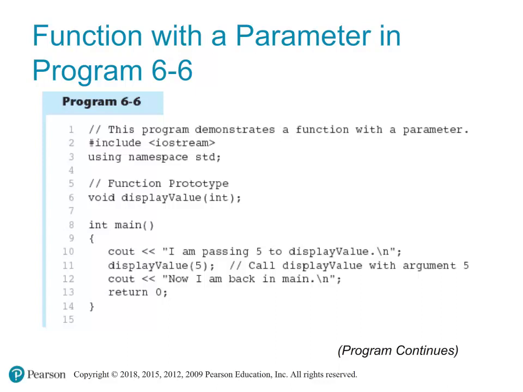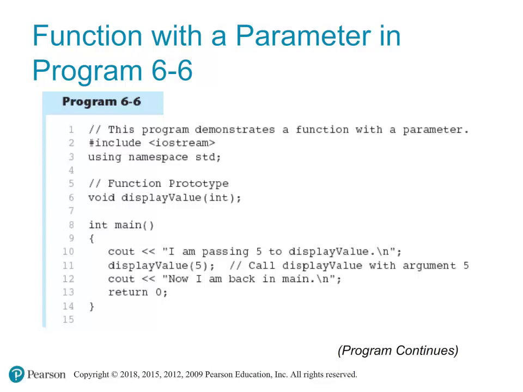This program demonstrates a function with a parameter. The function prototype void displayValue(int) informs the compiler that there will be a function named displayValue that takes an integer parameter and returns void. This program starts in main and announces that it will pass 5 to displayValue. It then calls displayValue(5), passing 5 as an argument. Control would then move to displayValue where 5 will be used. The function definition for displayValue will be shown in the next slide.